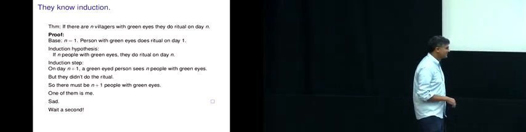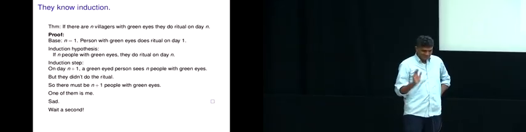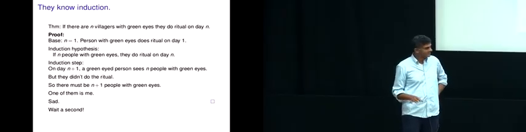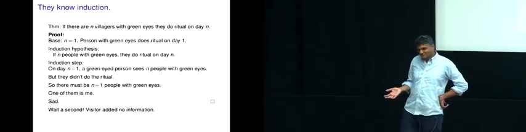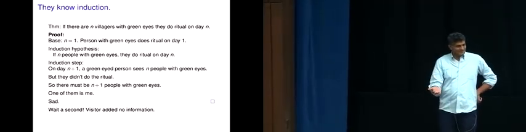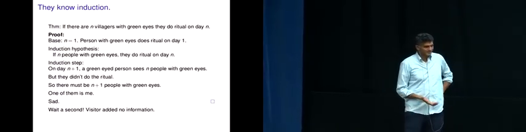Okay. Wait a second. This doesn't make any sense, right? It makes no sense. It's like the horses thing. It's not. This is actually fine. It's a valid induction. The visitor added no information, right? There were 100 people. They all knew somebody had green eyes. What did they add? Right?